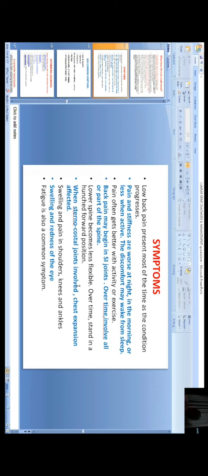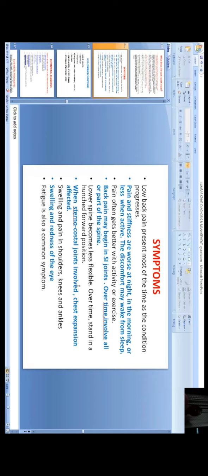This may be a new thing to most of us, so I am telling the symptoms. Otherwise, there was no need of explaining the symptoms. Back pain may begin at the SI joints. Over time, it involves all parts of the spine. The lower spine becomes less flexible. Over time, the patient stands in a hunched forward position.